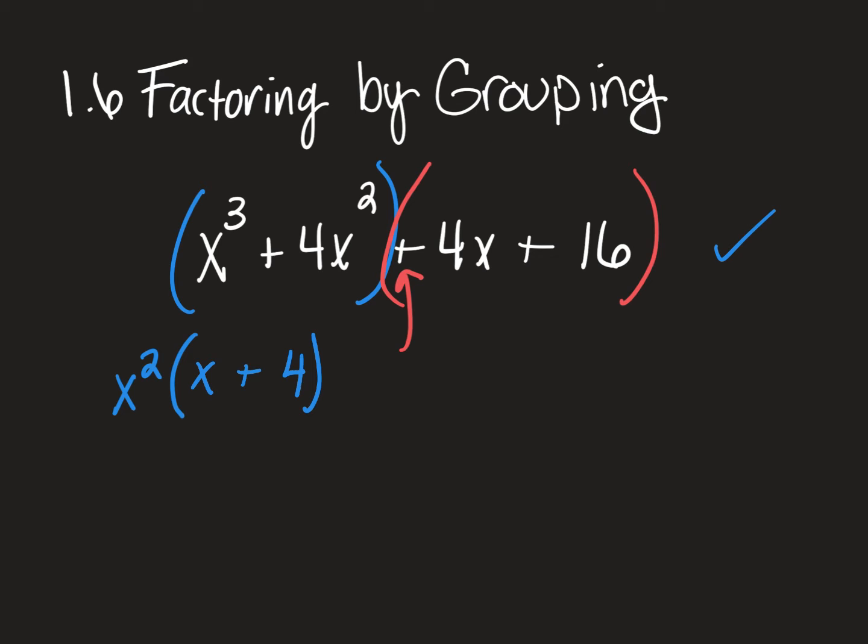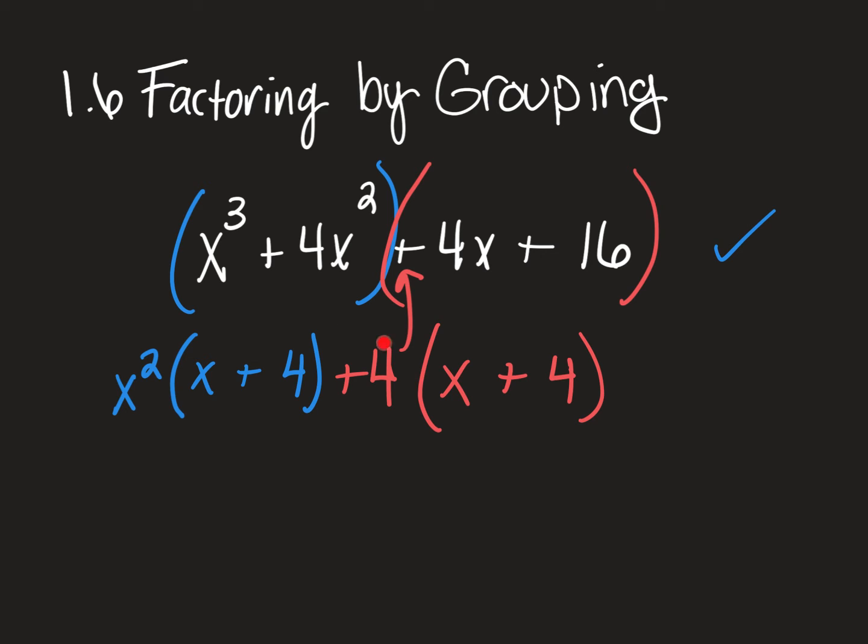All right, so now let's look at our red group. From there, 4x and 16, looking at the coefficients, we can pull out a 4. Then we divide by 4, so 4x divided by 4 is x. 16 divided by 4 is 4. Since we pulled out a positive 4, I'm going to put a plus sign there. If you pull out a negative number, then that's when you would put a minus sign there.